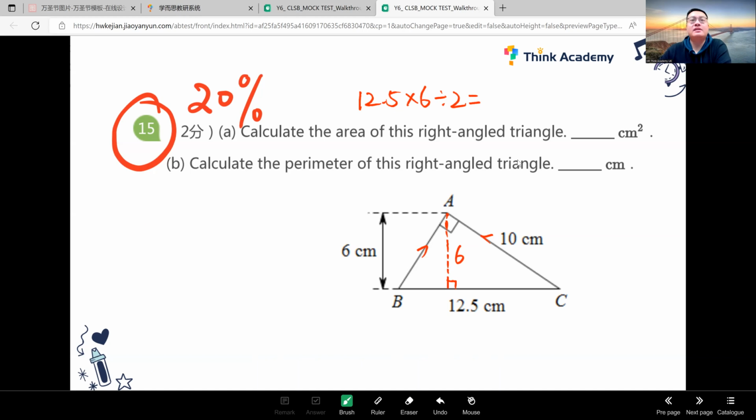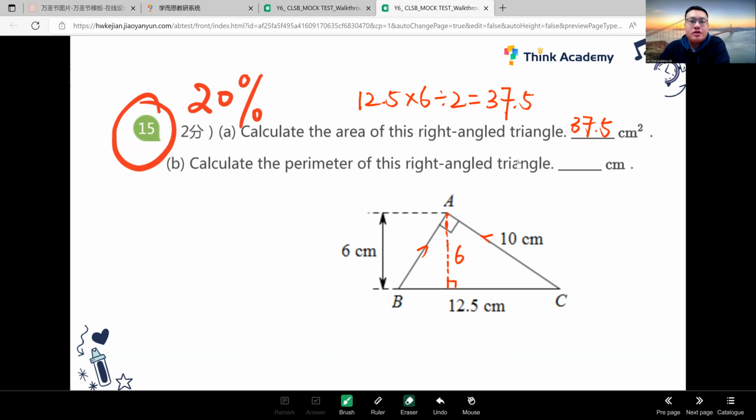12.5 times by 3, basically. So that will be 37.5. Okay. Square centimeters. Calculate the perimeter of this right angle triangle.